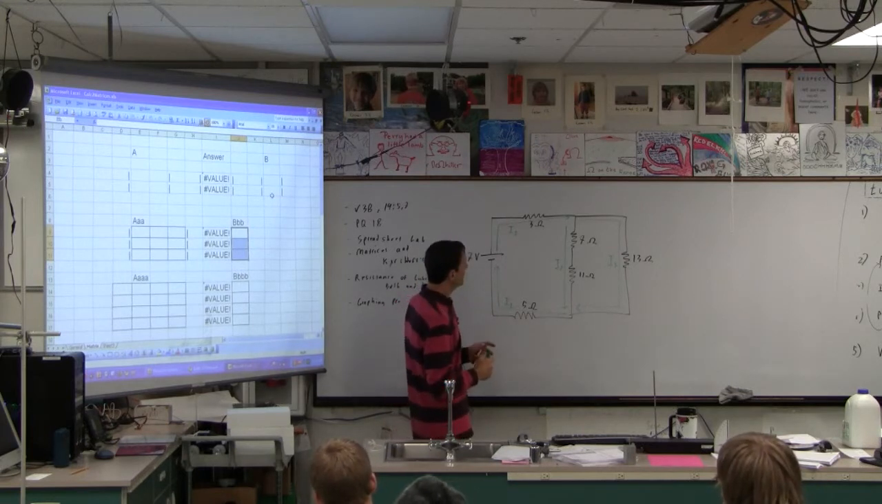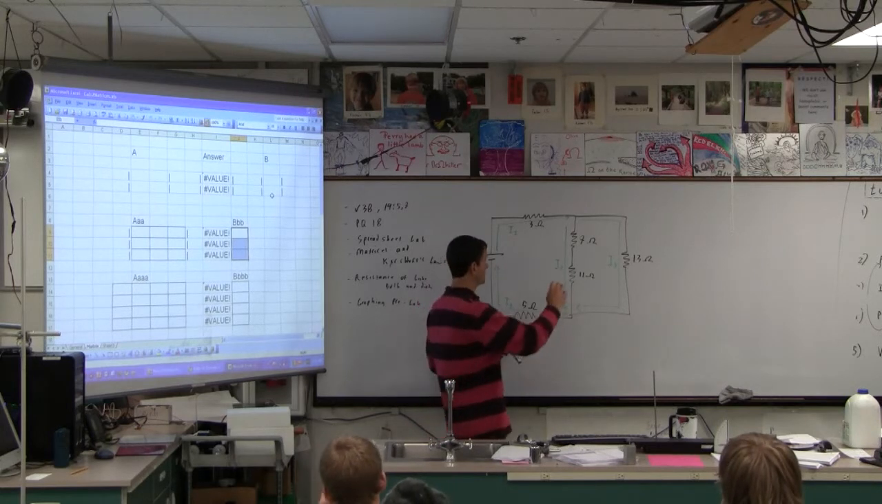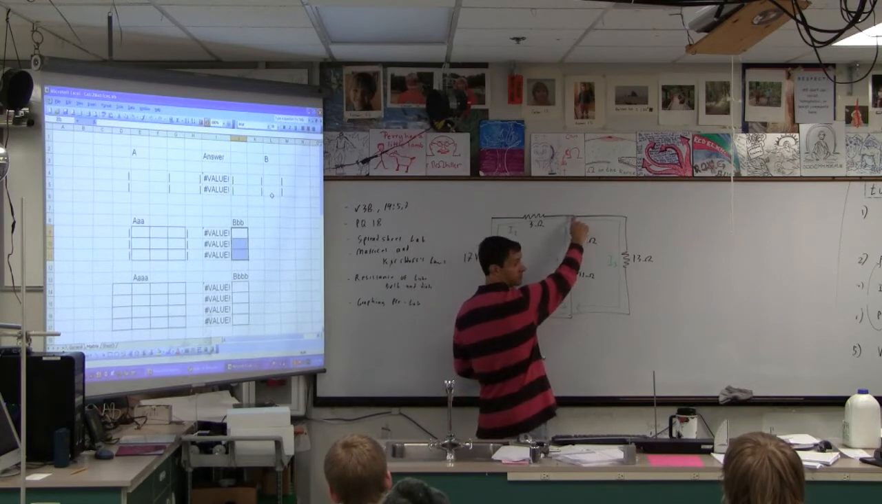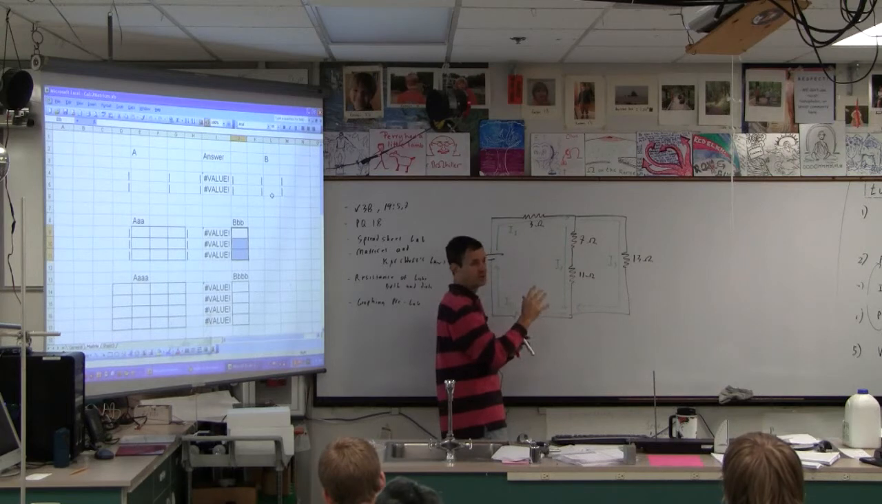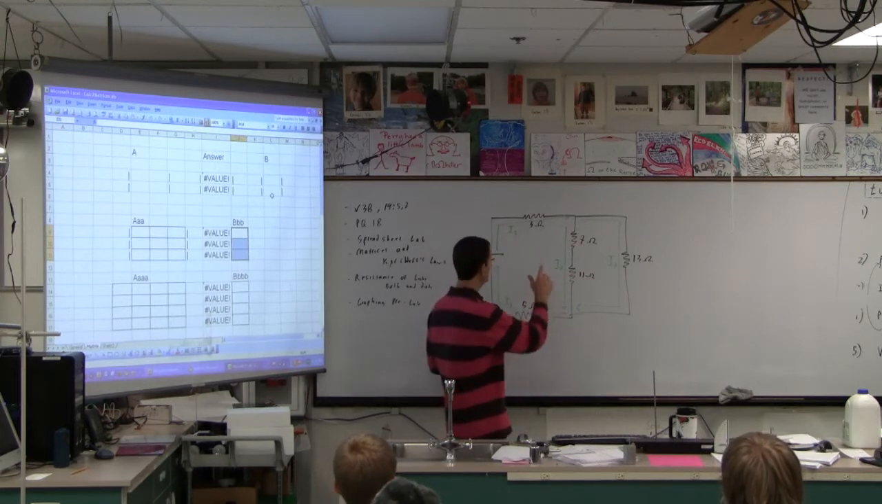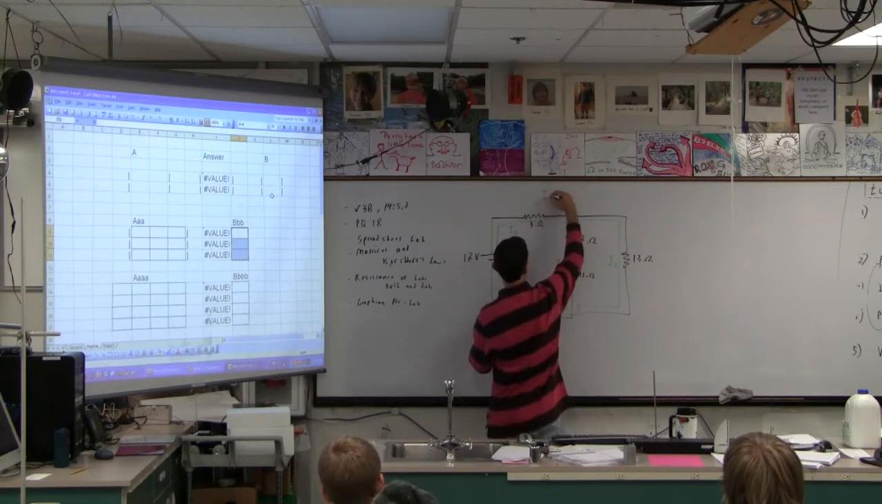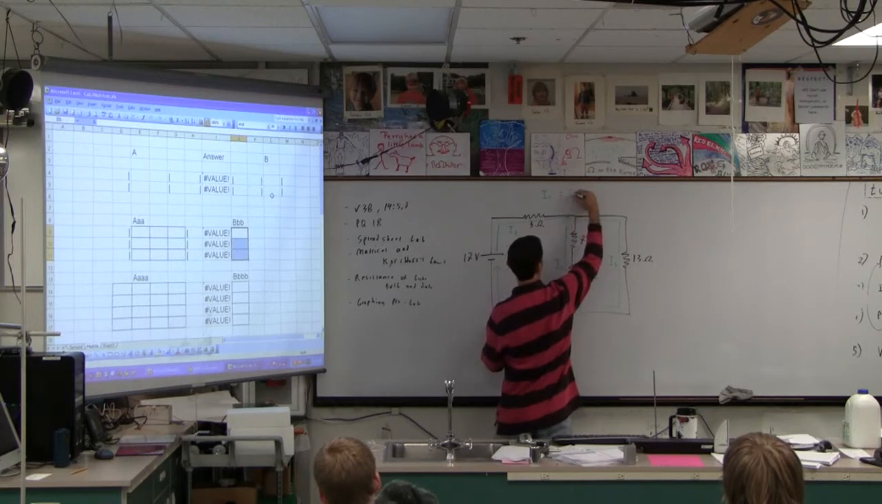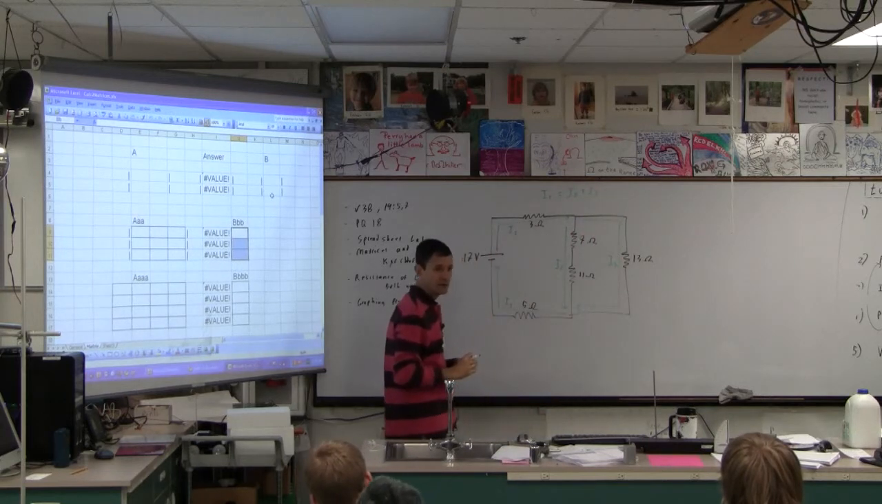Okay. Now, the first rule is the simplest rule, and this is called the junction rule. And the junction rule says that for every junction, there's a junction right there, the currents flowing in equal the currents flowing out. This is just conservation of charge. So in this case, what we would say is that I1 equals I2 plus I3. Yes?